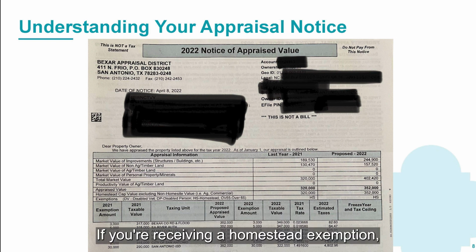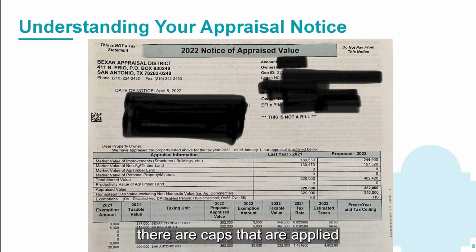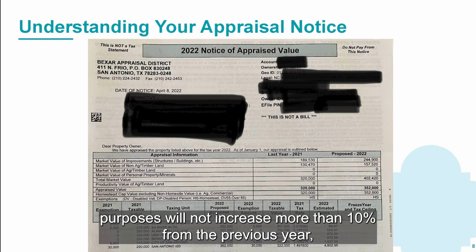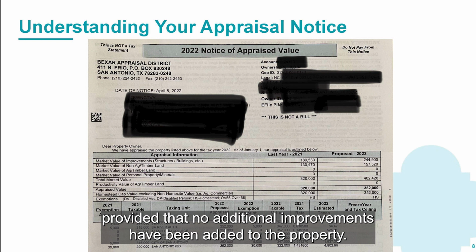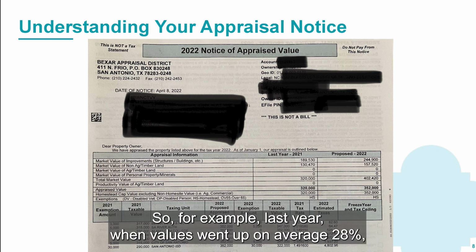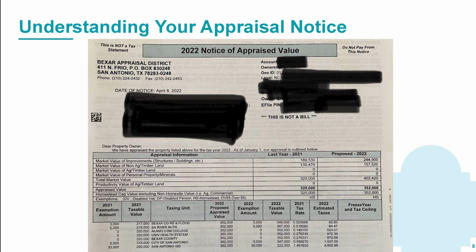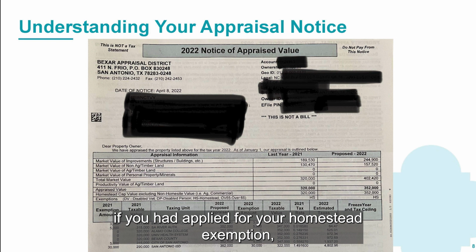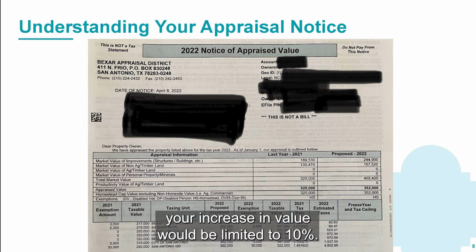If you're receiving a homestead exemption, there are caps that are applied that ensure that your value for taxable purposes will not increase more than 10% from the previous year, provided that no additional improvements have been added to the property. So for example, last year when values went up on average 28%, if you had applied for your homestead exemption, your increase in value would be limited to 10%.